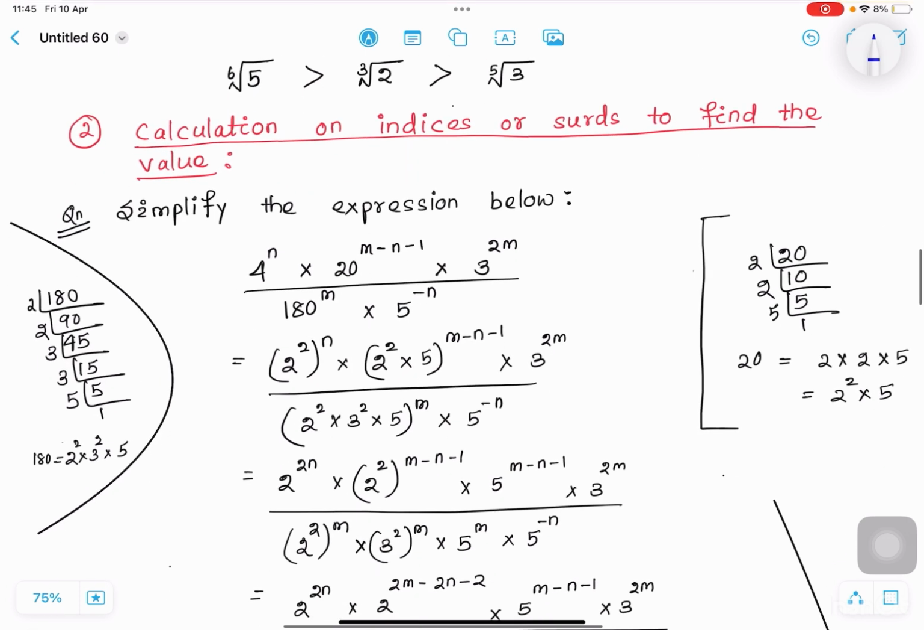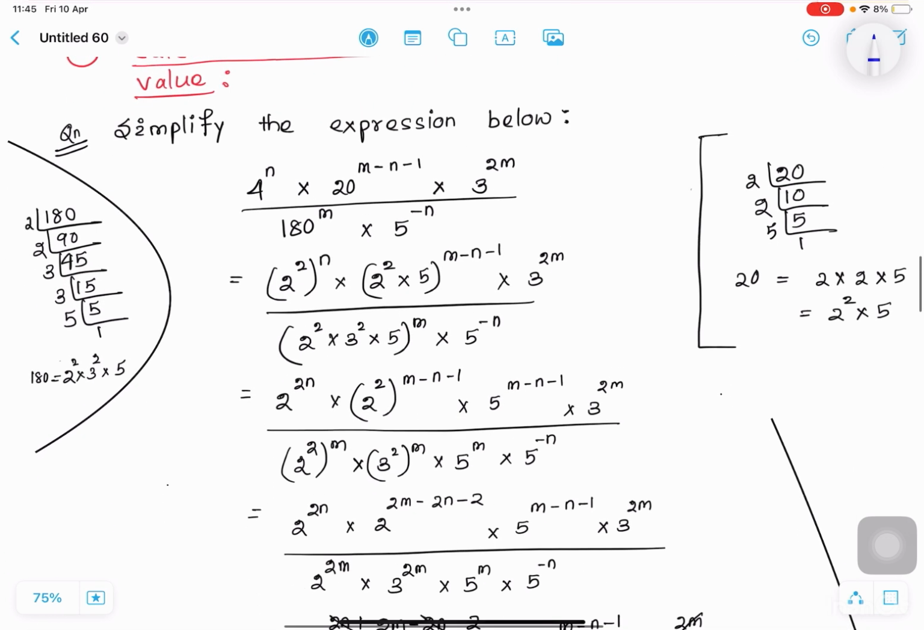Calculation on indices or surds to find the value. So simplify the expression below: 4 to the power n into 20 to the power m minus n minus 1 into 3 to the power 2m, divided by 180 to the power m into 5 to the power minus n.